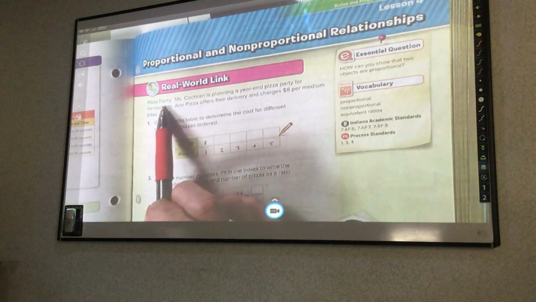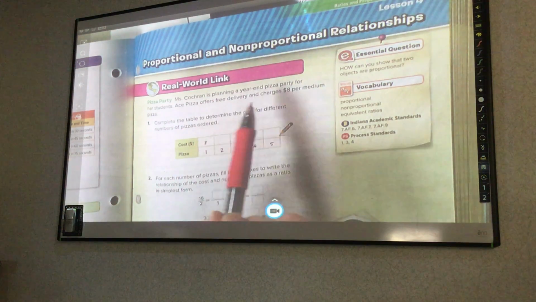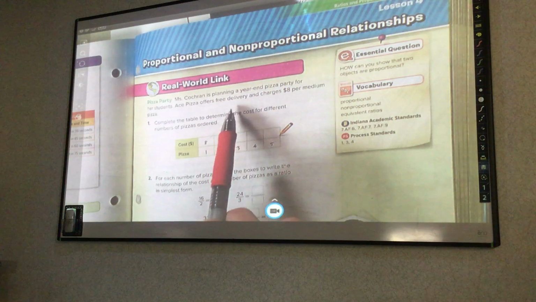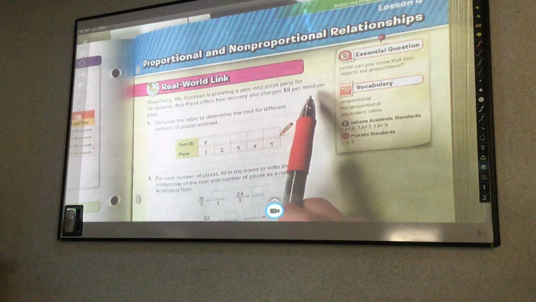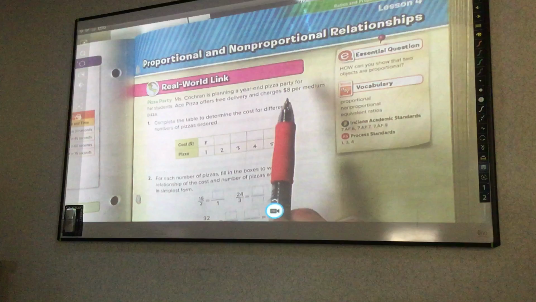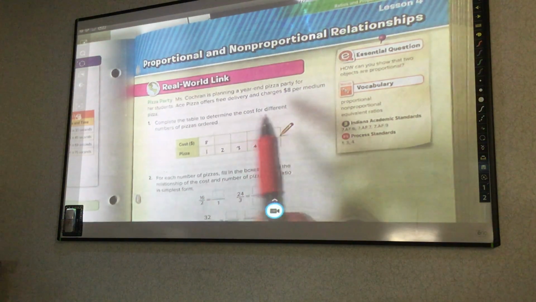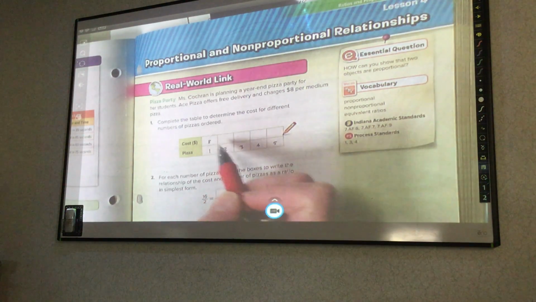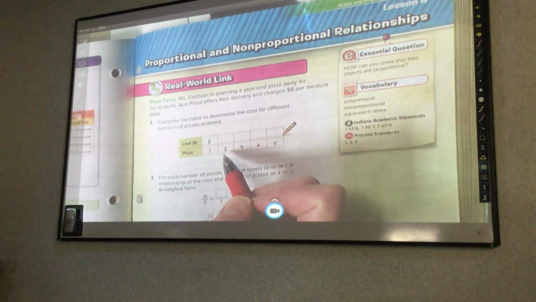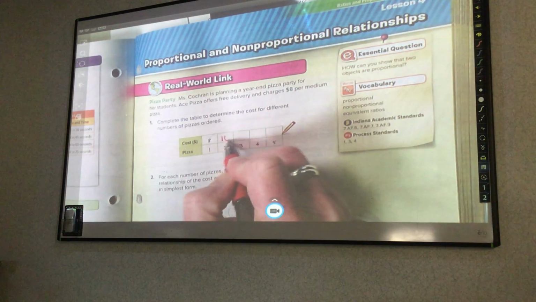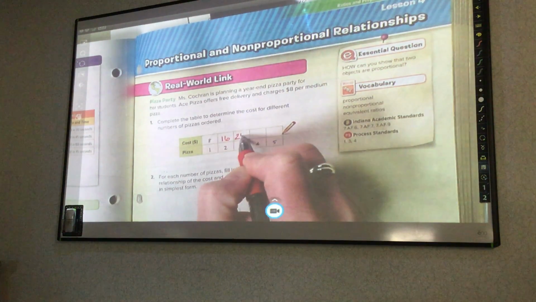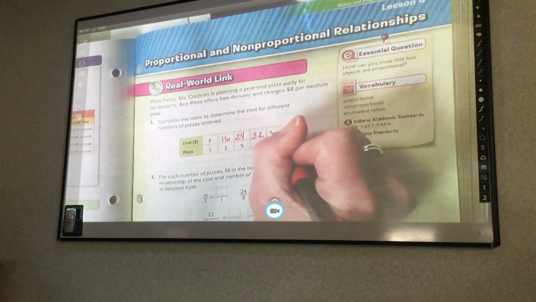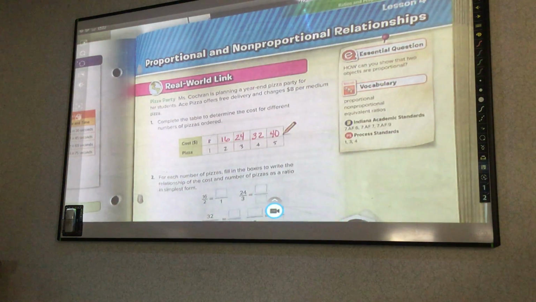So let's talk about this pizza party. Ms. Cochran is planning a year-end pizza party for her students. Ace Pizza offers free delivery and charges $8 per medium pizza. Complete the table to determine the cost for different numbers of pizzas ordered. So one pizza, it's $8. If I order 2 pizzas, it would be 16, 3 pizzas, 24, 4, 32, and 5, 40. Okay, that's pretty easy, isn't it?